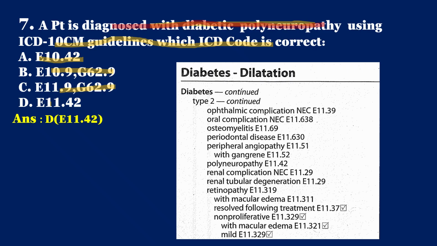So go to the ICD alphabetical index, search diabetes, and in diabetes type 2 you can see here diabetes, poly, in the subterm polyneuropathy. As the type of diabetes is not mentioned, we are taking type 2 diabetes, and in the subterm polyneuropathy, the code will be E11.42. So the answer is option D, E11.42.